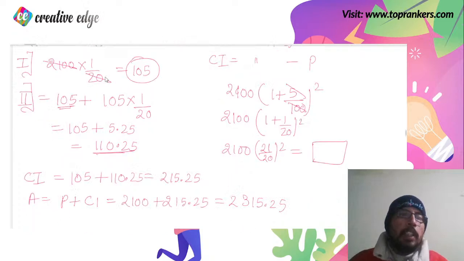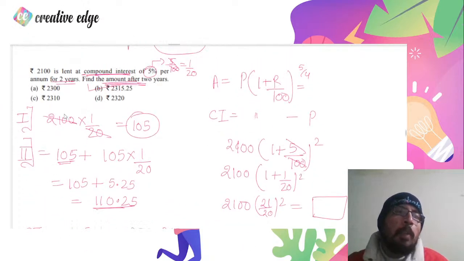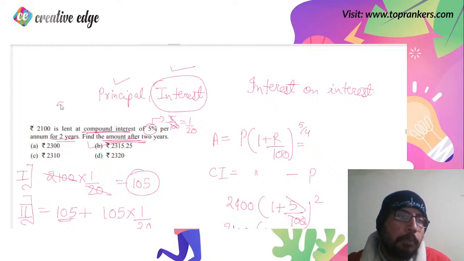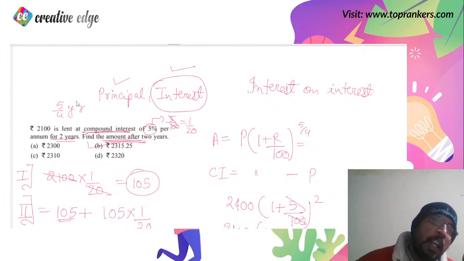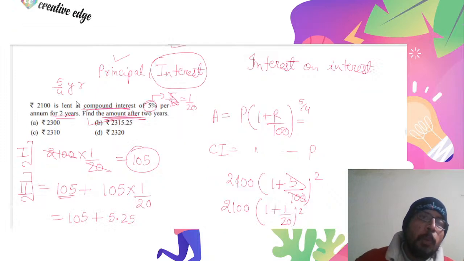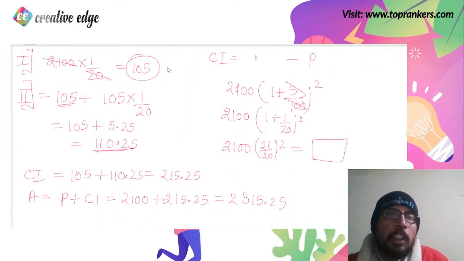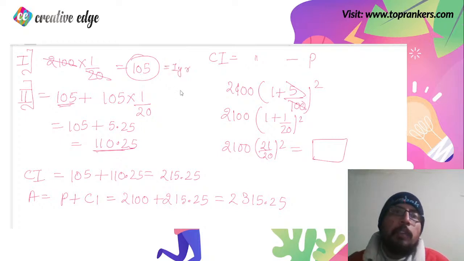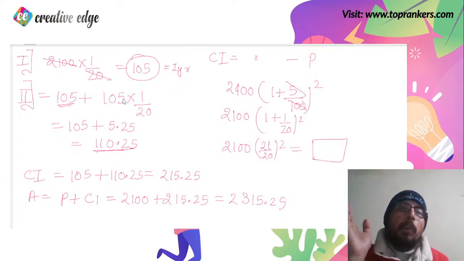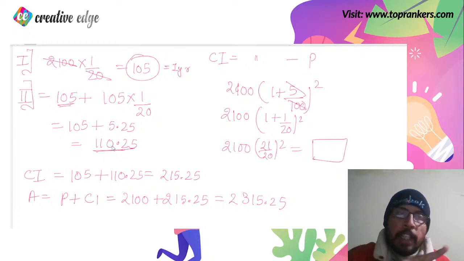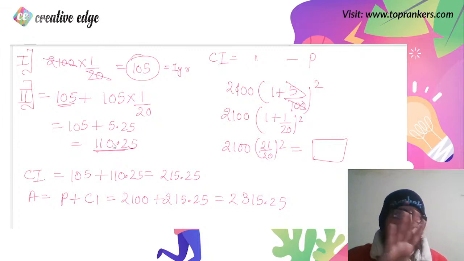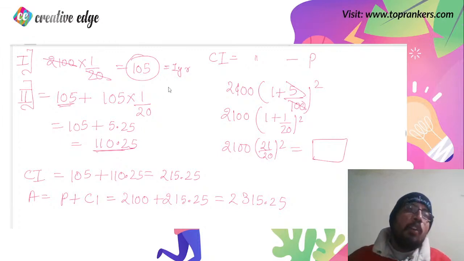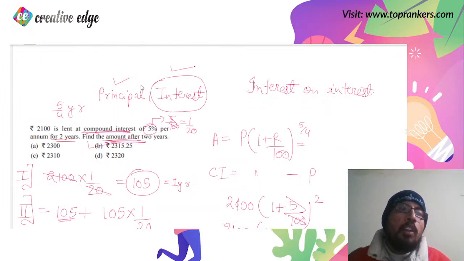Now the reason I have used this method: for example, suppose your time were 5 by 4 years, which is basically 1 year 3 months, 1 year and 1/4 of a year. You will calculate for the first year. That is done for the first year. Now you calculate for the second year, that is 110.25. This is for the entire second year. I do not want the entire second year, I only want 1/4 of the second year.